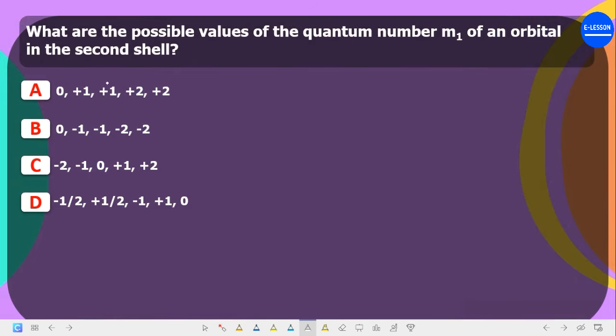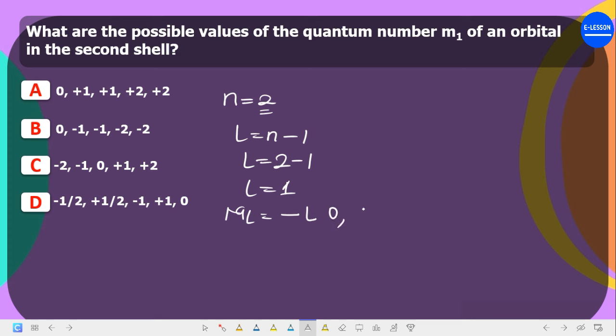And the next question is, what are the possible values of the quantum number ml of an orbital in the second shell? Now, the second shell, n is equal to 2. When n is equal to 2, what can be the L value? L is equal to n minus 1. So, L will be 2 minus 1, which is 1. So, our ml value usually ranges from minus L through 0 to plus L.